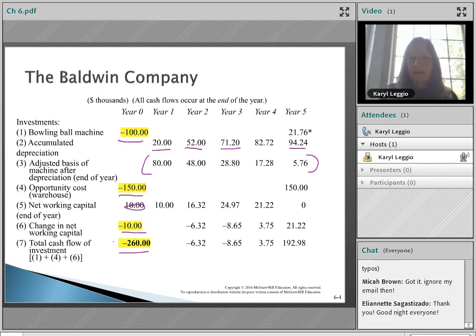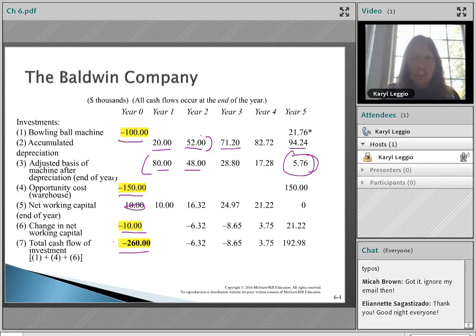so we have $80,000 left of value. In the next year, we're depreciating 32% or $32,000 additionally, which gets us to this $52,000. It's the $20,000 initial plus an additional $32,000. So by the end of year 2, we've depreciated $52,000, or what we have left to depreciate is $48,000. The reason they set it up this year is because we're going to need this $5,760 when we go to figure out our salvage value.